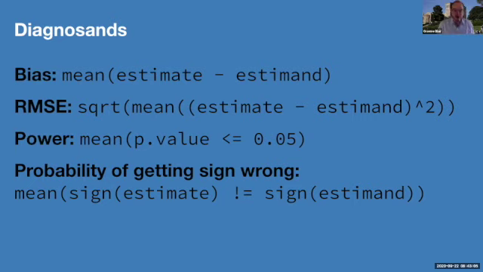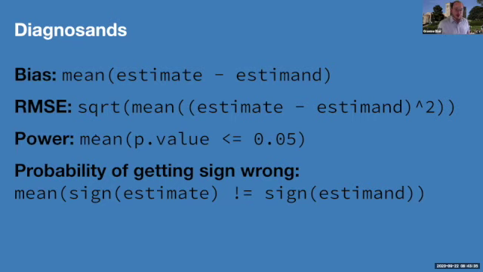Bias is the average error. And so we calculated error a minute ago as estimate minus estimand. And so bias is the average estimate minus estimand. We can calculate the root mean squared error, which is taking the squared errors. So that's allowing for errors to be positive or negative and kind of ignoring that. Taking the mean of the squared errors and taking the square root. And that's going to be a good measure of the trade-off between bias and efficiency of the design.